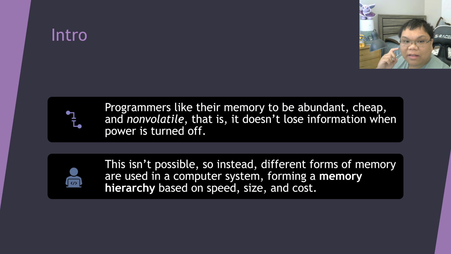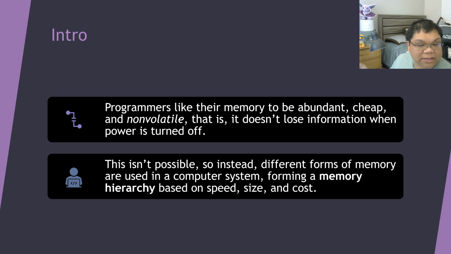So let's begin. Programmers like their memory to be abundant, cheap, and non-volatile. That is, when we turn off the computer, anything that is stored in main memory is lost. We call that volatile. Non-volatile is basically the opposite of that. So, programmers like their memory to be abundant, cheap, and non-volatile, but this isn't possible, so instead we just use different forms of memory for different purposes.